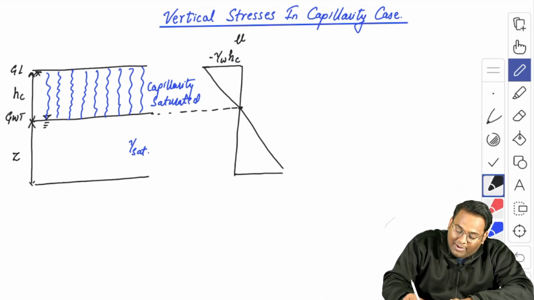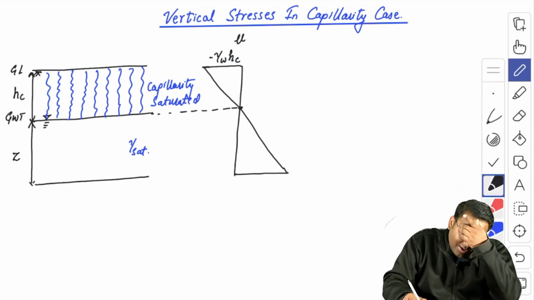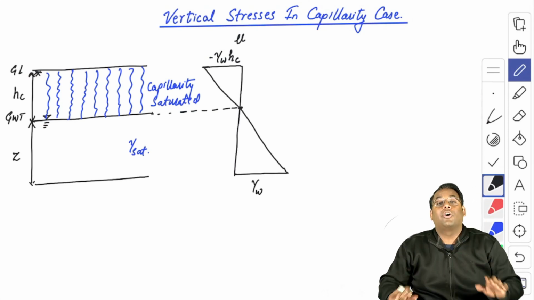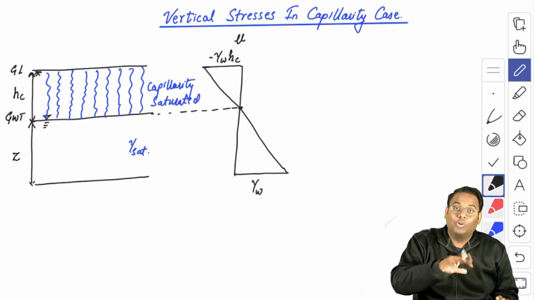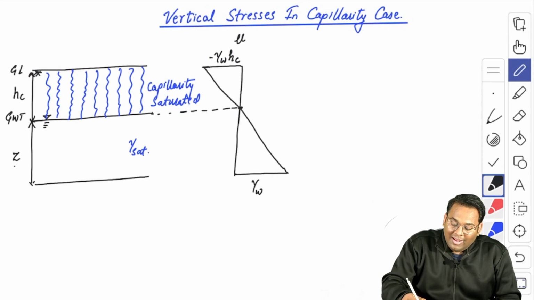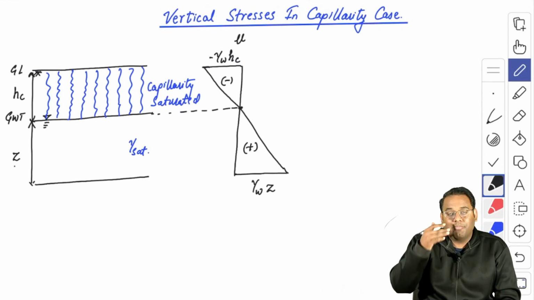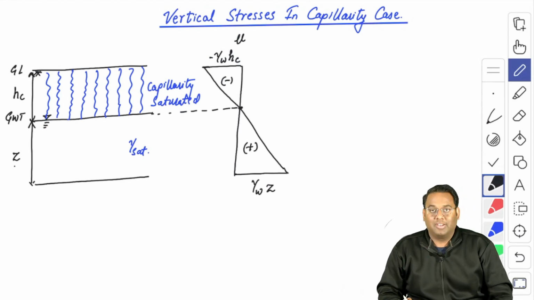And at this particular level you will see that the water pressure will be equal to gamma W into the depth below the normal water level, and the depth below the normal water level is nothing but Z. So above the normal water level the water pressure is negative, and below that water pressure is positive.